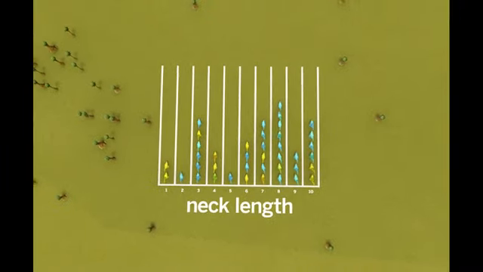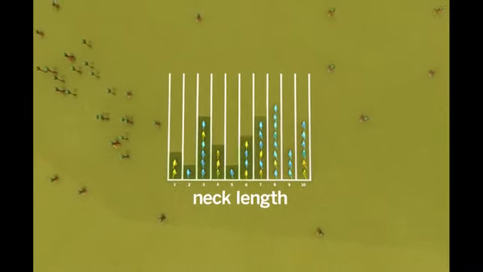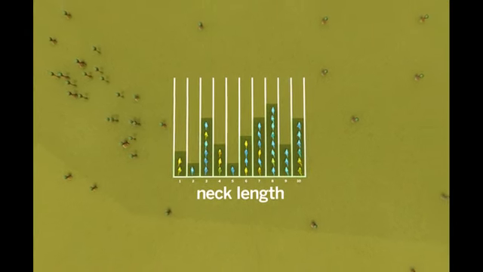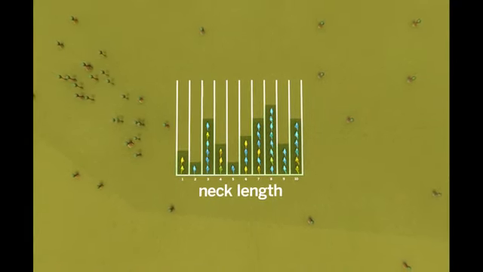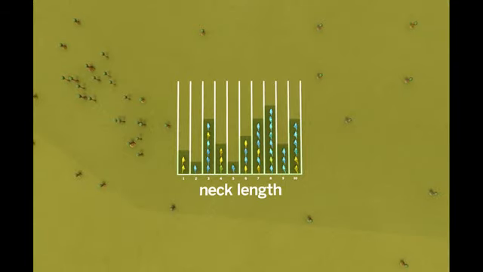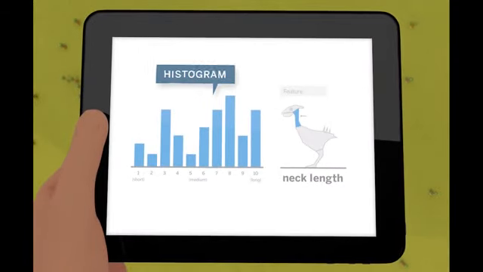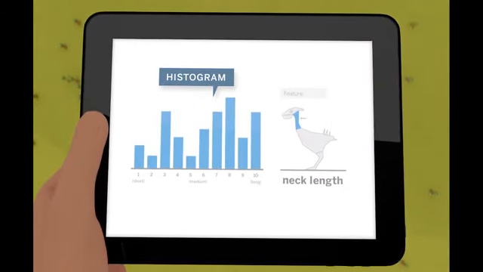The lines of organisms are like bars in a graph. The taller the bar in the graph, the more organisms that have that neck length. This type of graph is called a histogram. This is the same histogram represented in a different way. It shows the same variation in neck length within the australope population.